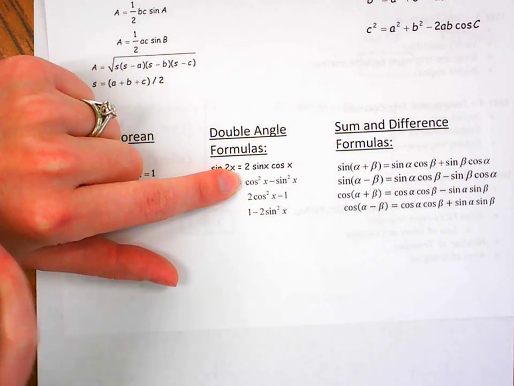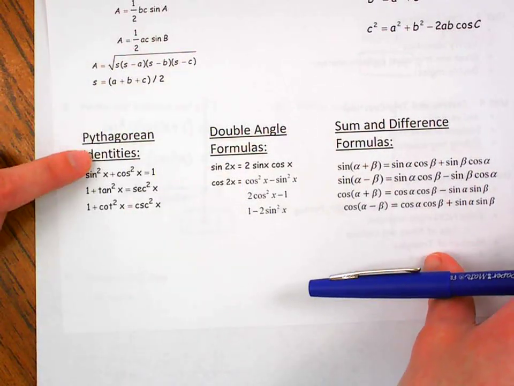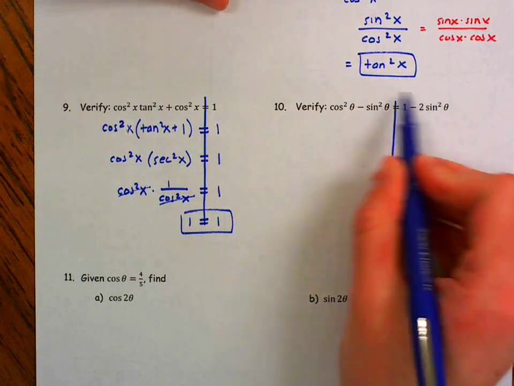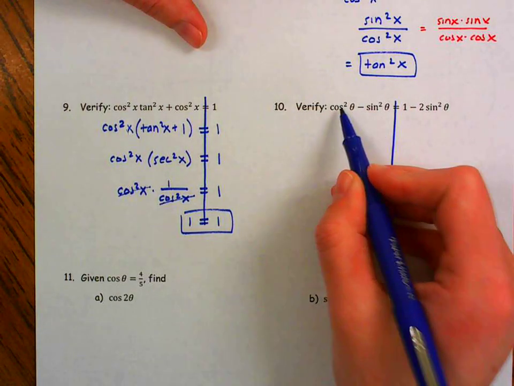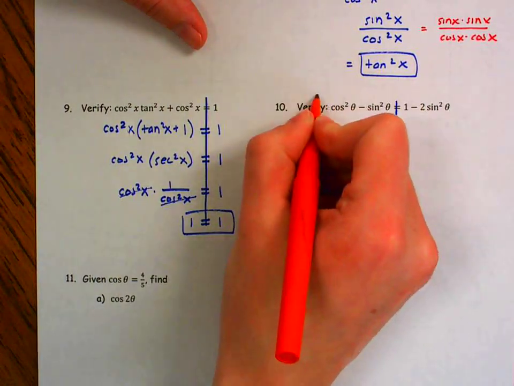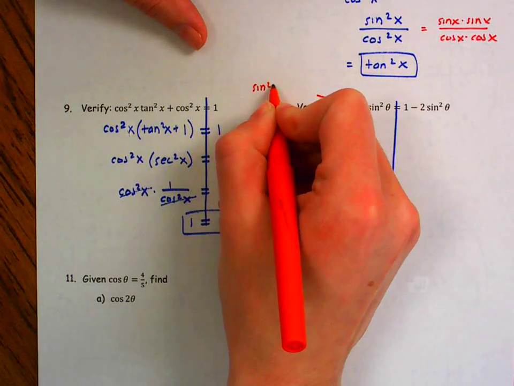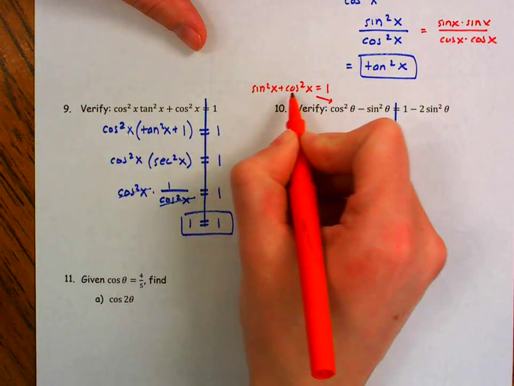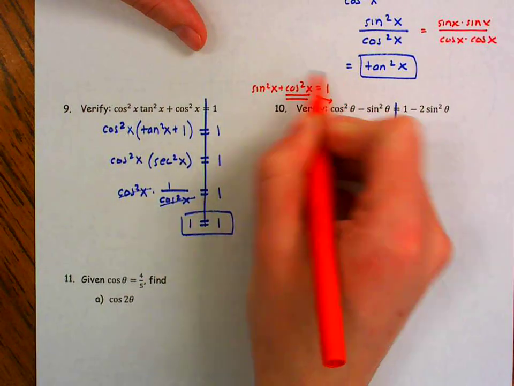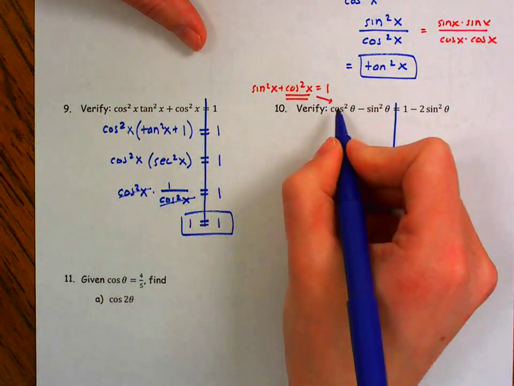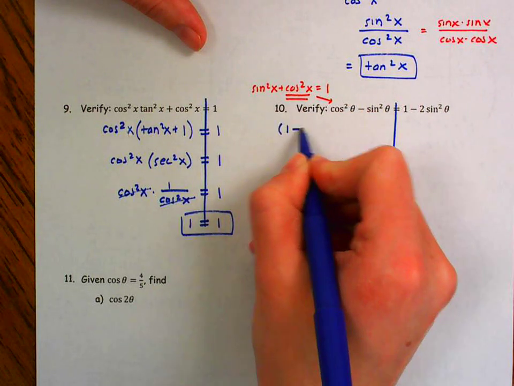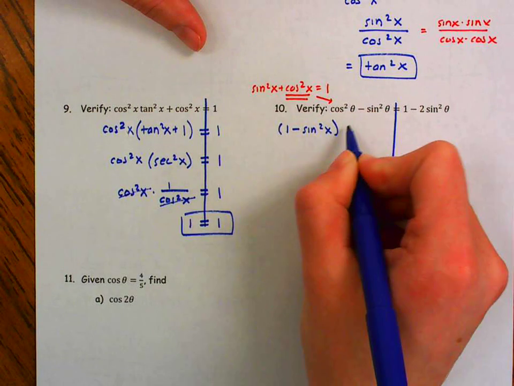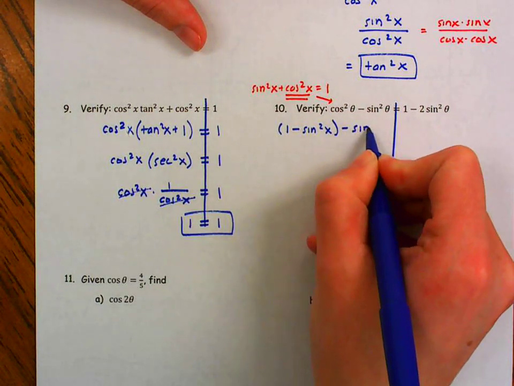We need to give another reason why, and we actually can using the Pythagorean identities. Remember, we need to get this down to only sines, and I know that cosine squared is part of the Pythagorean identity. Sine squared plus cosine squared equals 1. And I can get this by itself if I move that sine squared over to the other side. So I'm going to rewrite cosine squared as 1 minus sine squared x, and then I still have this left over.